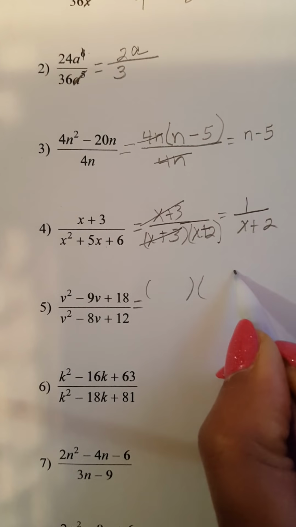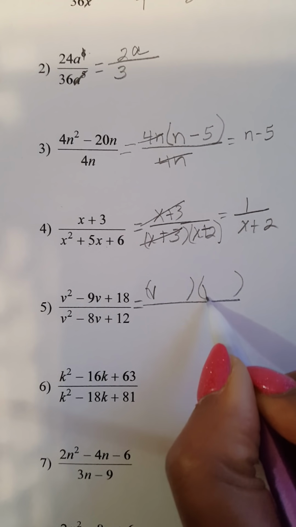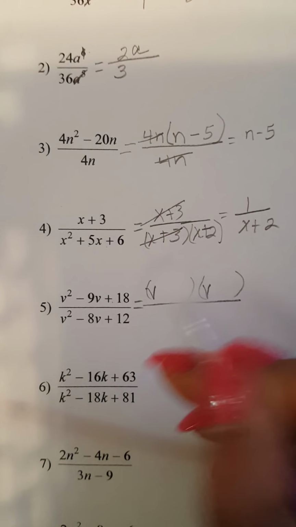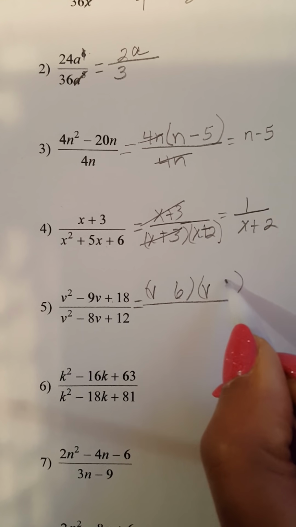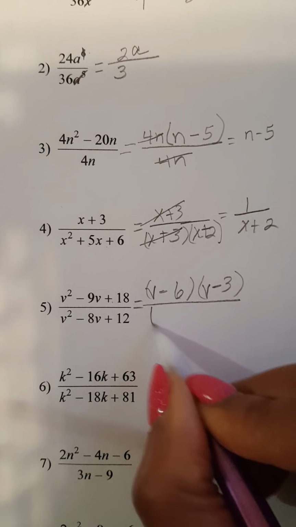So on top, it factors into v squared is v times v. And then what multiplies to give us 18 and adds to give us 9? That's 6 and 3, and everything's minus. Signs should be the same. Then let's factor the bottom.